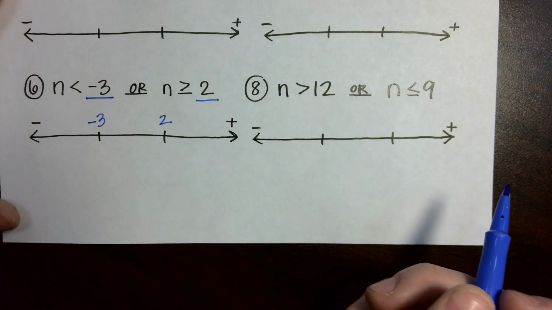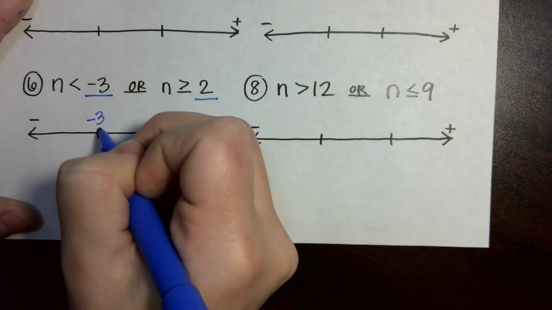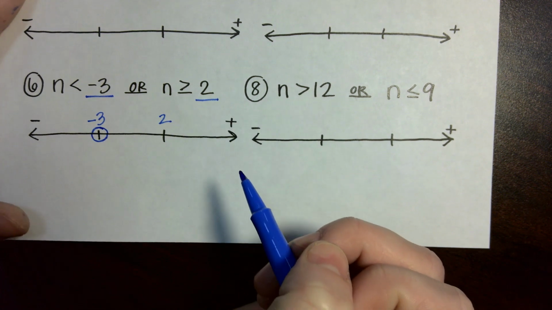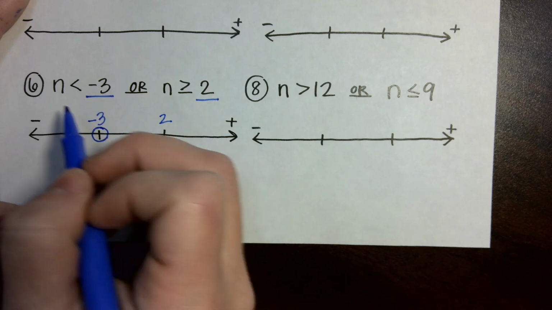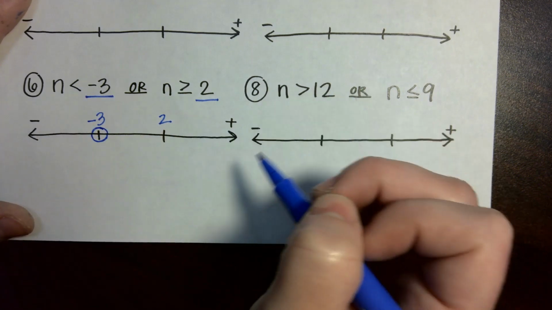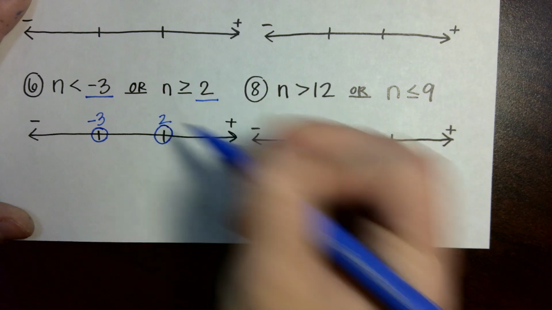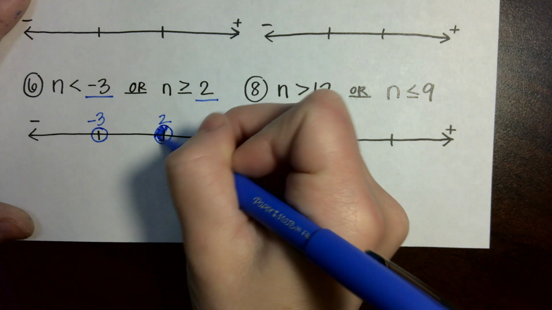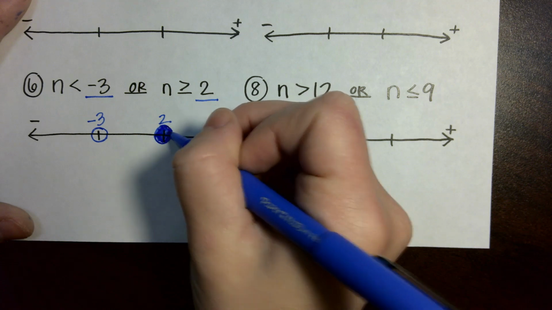Now let's make our circles. For negative 3, I'm going to circle my tick mark, and do I shade it in or do I leave it open? Leave it open. N is less than negative 3. There's no equal to. Now for 2, I'm going to draw my circle. Do I shade it or leave it open? Shade it. Good. N is greater than or equal to.